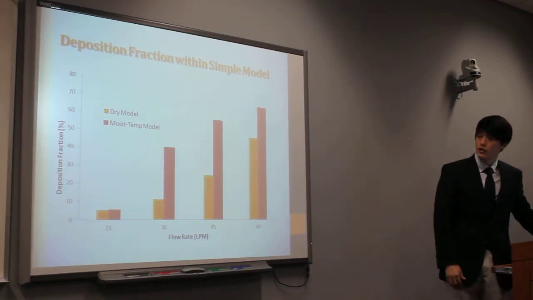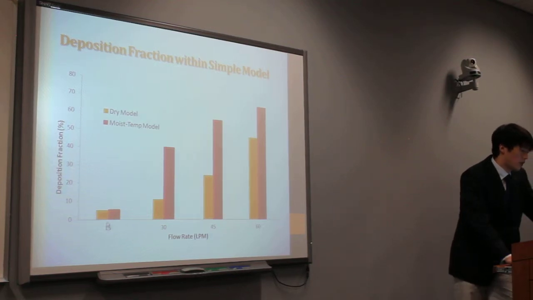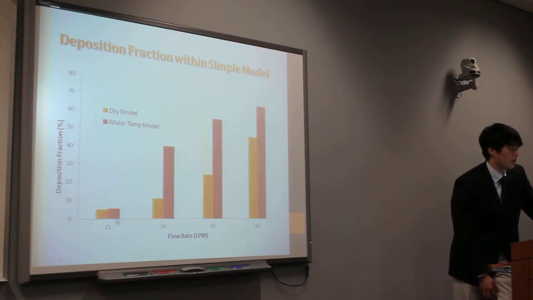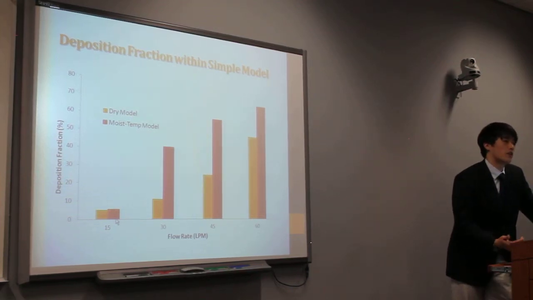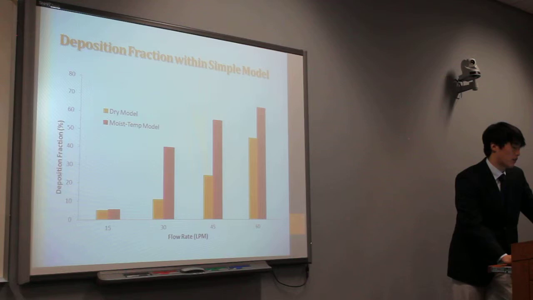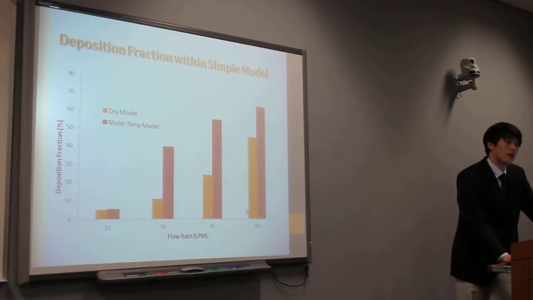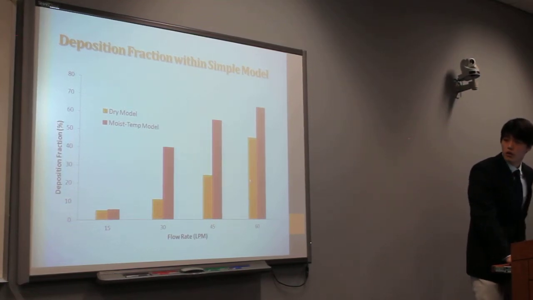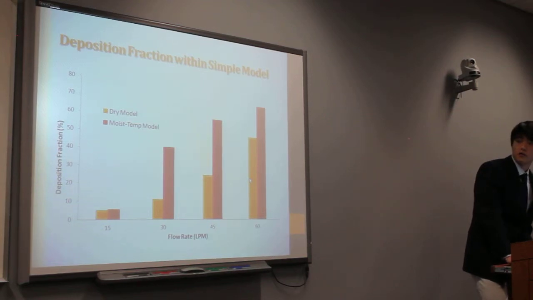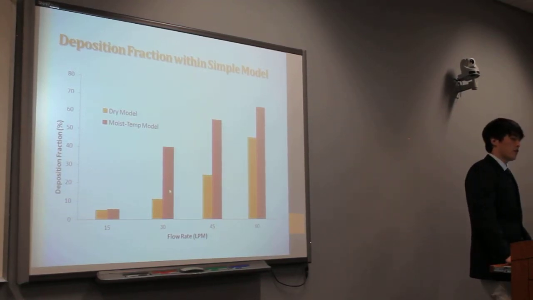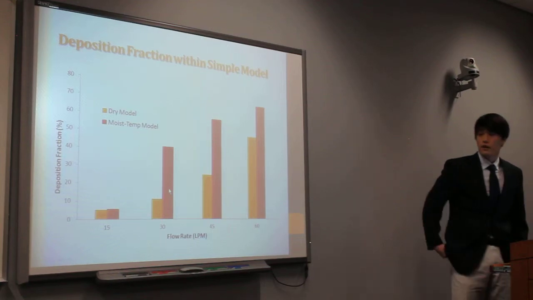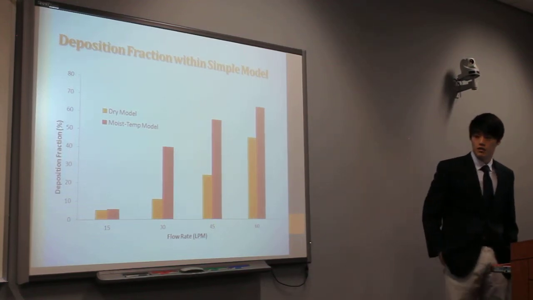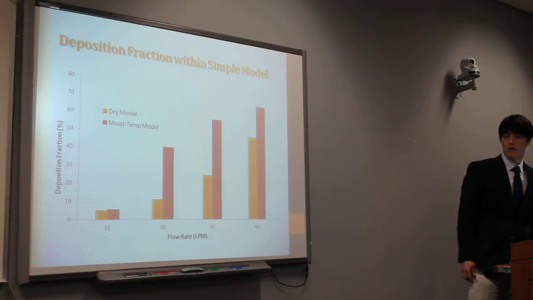As shown on the graph, deposition fraction of the two models at 15 liters per minute was only a 0.5% difference, most likely due to their similar inertial condition. However, at 30, 45, and 60 liters per minute, 31.5, 35.5, and 21.3% differences were found. Such a pattern was expected since the effect of particle inertia is the greatest around 30 to 45 liters per minute.